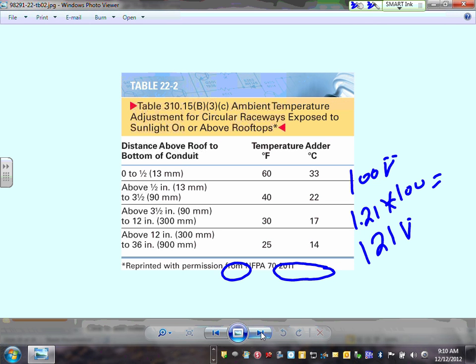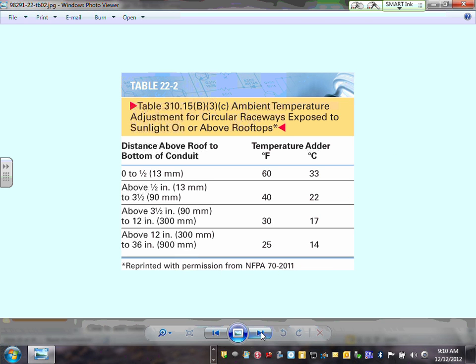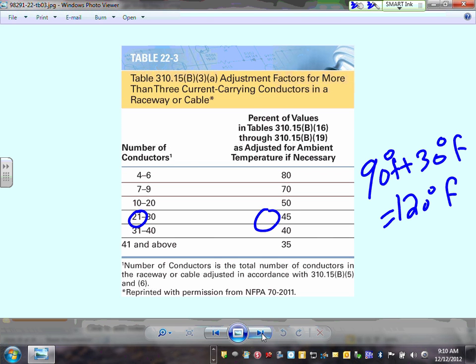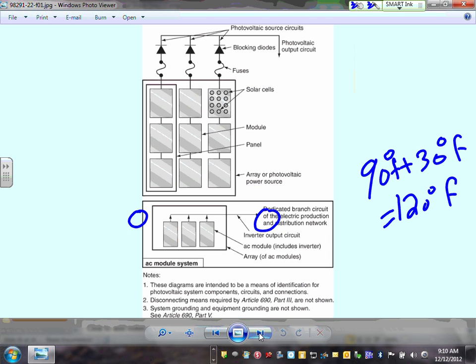If you put your system on a roof, you have to derate based on temperature, and I hope you guys know how to use that. If the ambient temperature in Minnesota is 90, and I put them 20 inches off the ground, then I add 30. So 90 ambient temperature plus 30 gets you 120 degrees Fahrenheit. That's the temperature that you need to derate your AC and DC conductors by on a roof. So that's your adjustment factor.